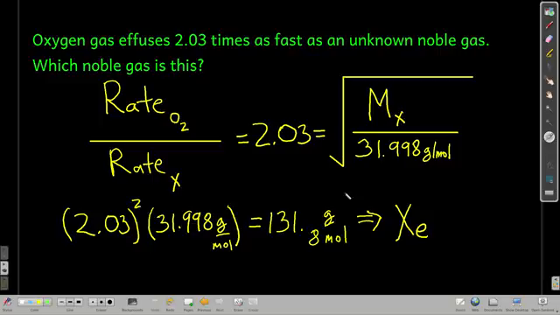So what we're going to do is square both sides. So we square the 2.03. When we square this side, we get rid of the square root sign. And then we multiply through by 31.998. And we get this right here. Multiplying this out, squaring this, multiplying that by 31.998, I get about 131, 132 grams per mole. The closest noble gas to that is xenon, and our unknown gas is xenon.